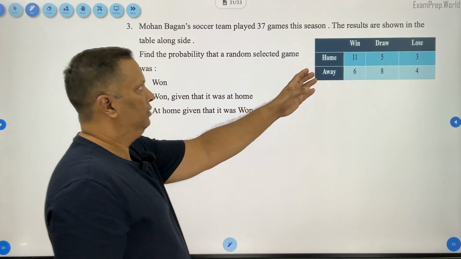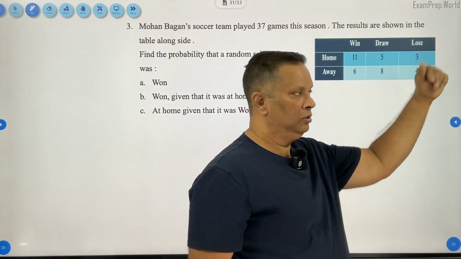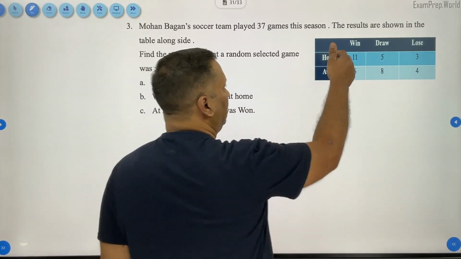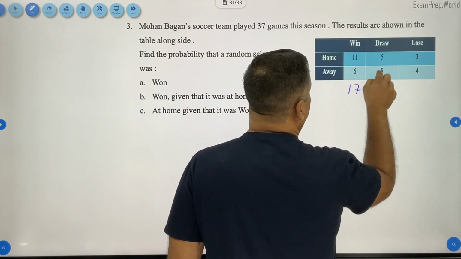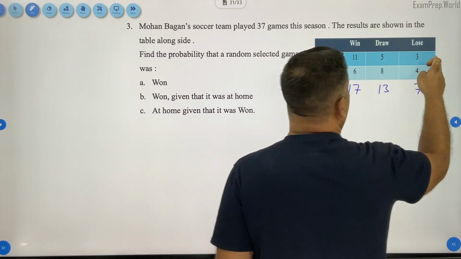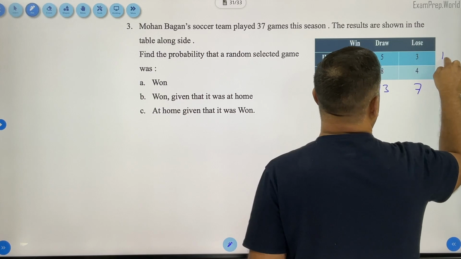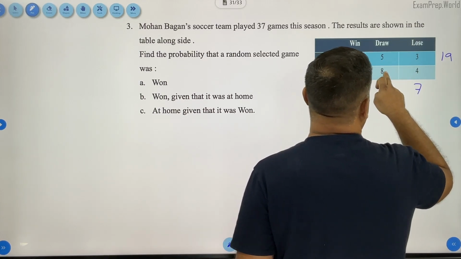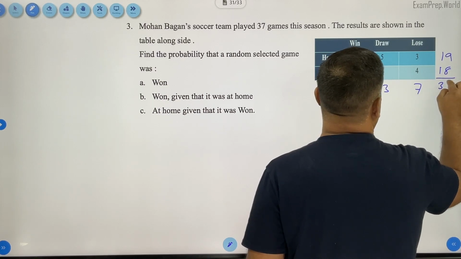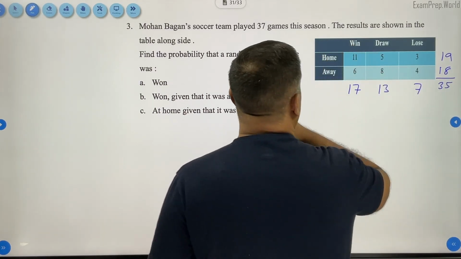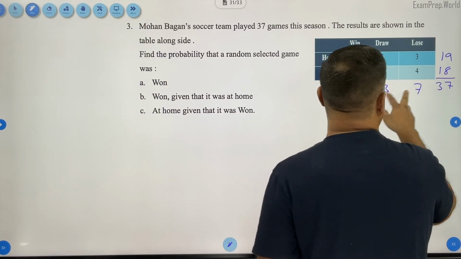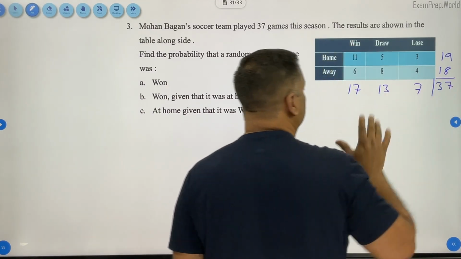So they have given the data: win, draw, and lose, right? Probability that they have won. So first we will add them. This should be 17, 13, and 7. In home, 11 plus 5 is 16, plus 2 is 18, 19, and then 12 and 6, 18, 35. But they say 37. Oh no, it is 37. Yeah, so our numbers are right.